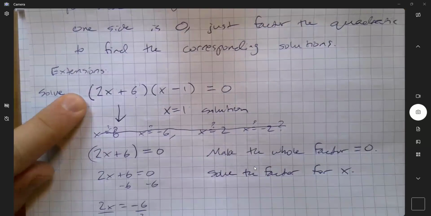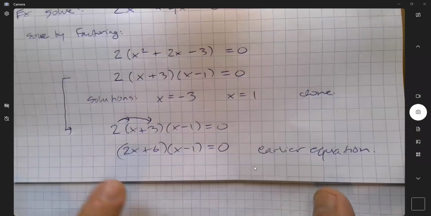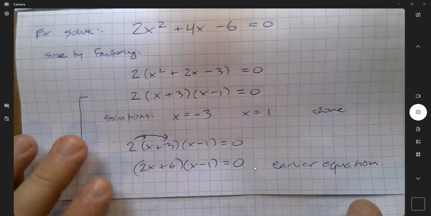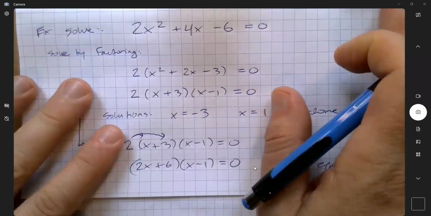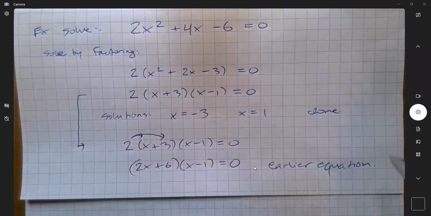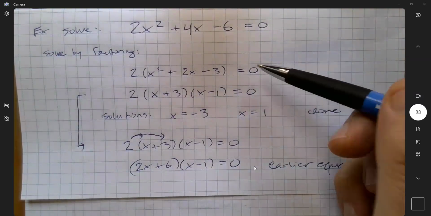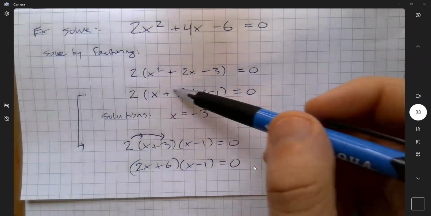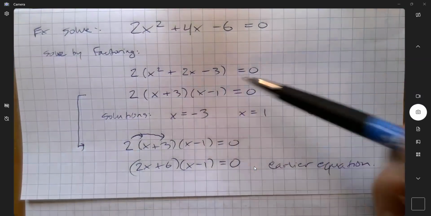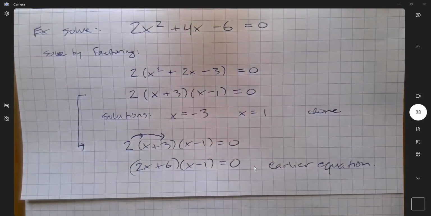2x plus 6 times x minus 1. So I use the same example for both processes just to show you that there are different ways to approach it, or that you might end up with similar questions that you solve in different ways. I like this way. I like factoring out the leading coefficient because then I just get the x plus and the x minus. It makes it super easy.